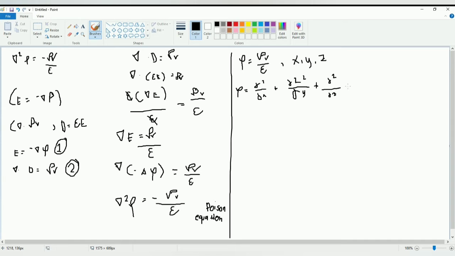Thus for each coordinate system we get: del squared phi is equal to partial squared phi over partial x squared, plus partial squared phi over partial y squared, plus partial squared phi over partial z squared, for rectangular coordinates.